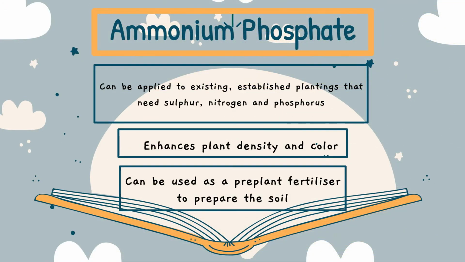On the whole, I think ammonium phosphate is suitable for each plant. Firstly, this is because it can be applied to existing established plantings that need sulfur, nitrogen and phosphorus. Next, it can also enhance the plant density and color.